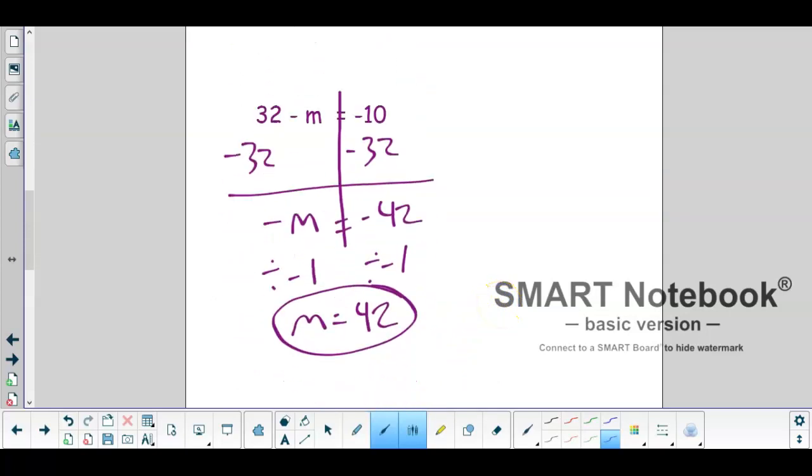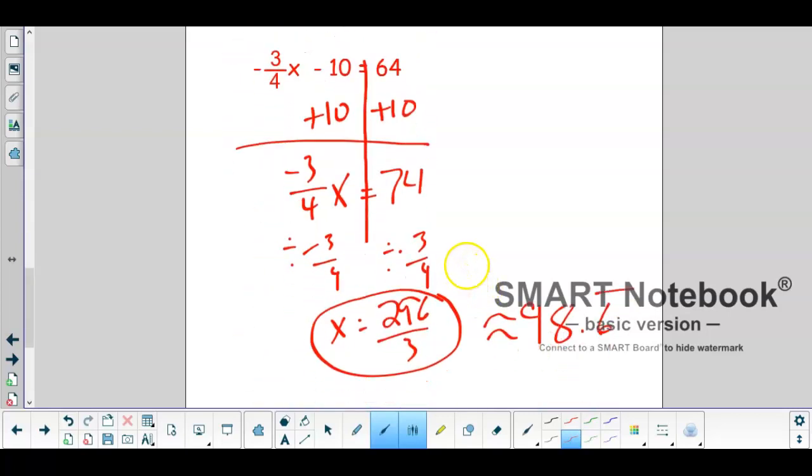Third one, again, this was like one of the examples that I did earlier in this lesson. I had 32 minus m is equal to negative 10. The first thing, in order to get this negative m by itself, I have to get rid of my positive 32 by subtracting 32. Negative 10 minus 32 is negative 42, but again, that's not what m equals. That's what negative 1m equals. In order to get negative m to positive m, I need to divide each side by negative 1 to get the negatives to cancel out. And negative 42 divided by negative 1 would be positive 42.